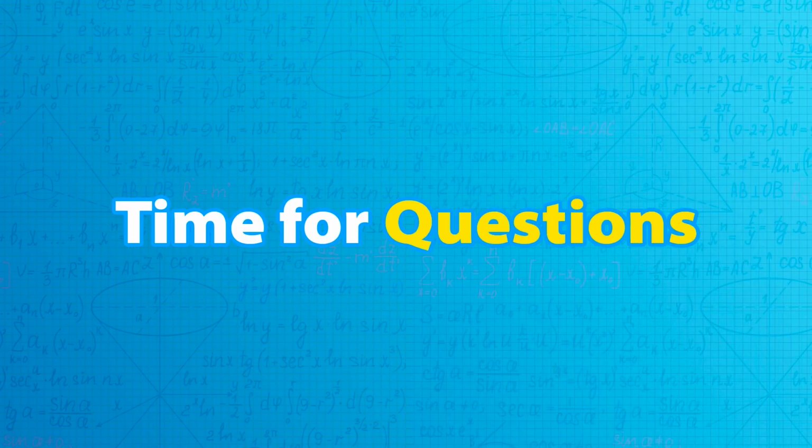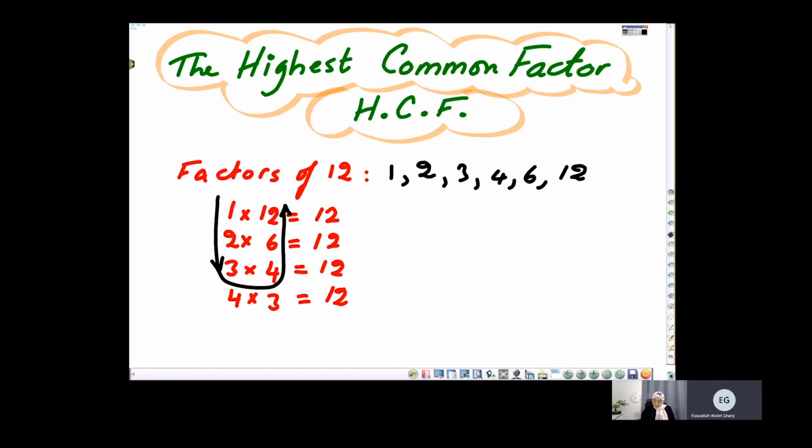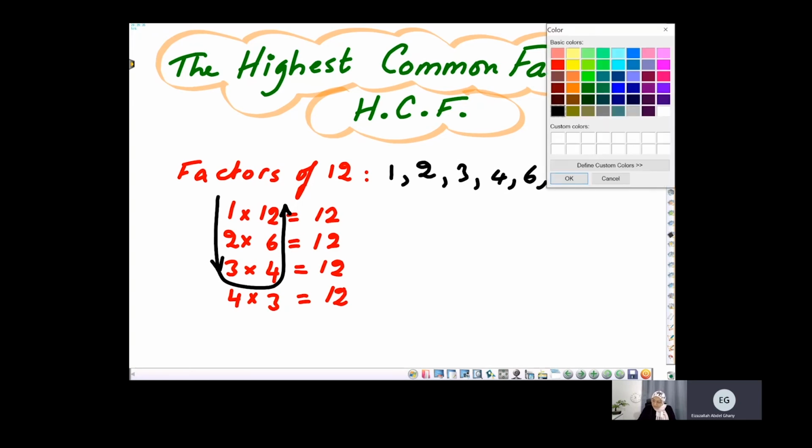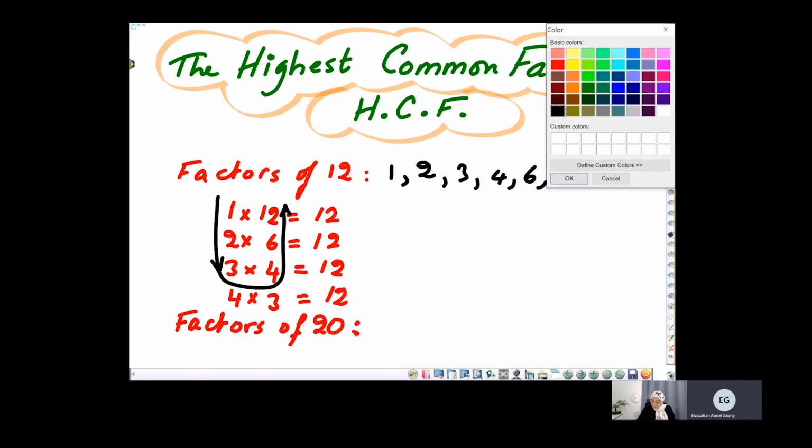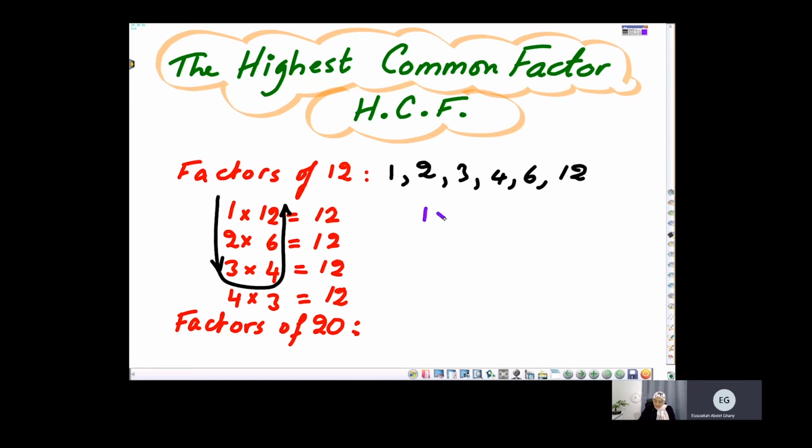Okay. Now, what are the factors of 20? Okay, another question. Factors of 20. I'll write it in the same method. Okay, 1 times something equals 20, 2 times something equals 20, 3 times something, no. 4 times something equals 20, 5 times something equals 20. You keep on trying and let's fill it in.